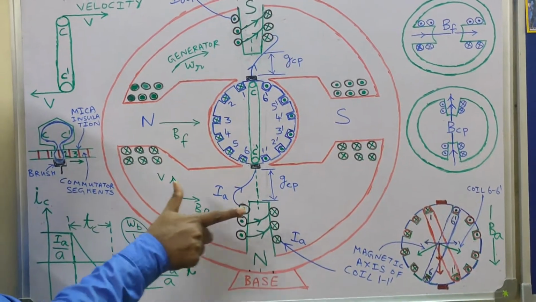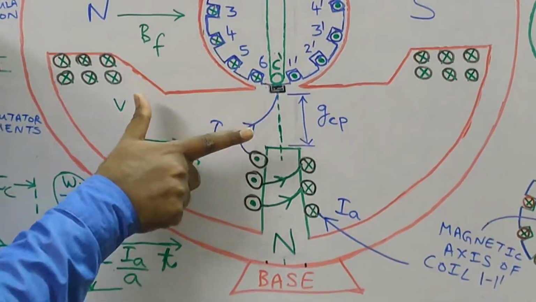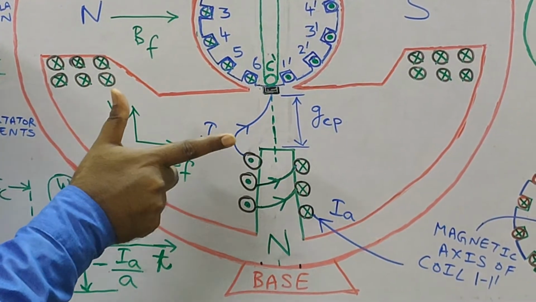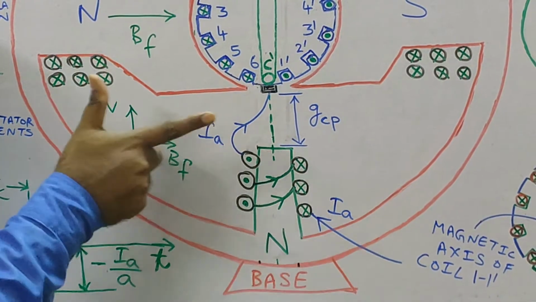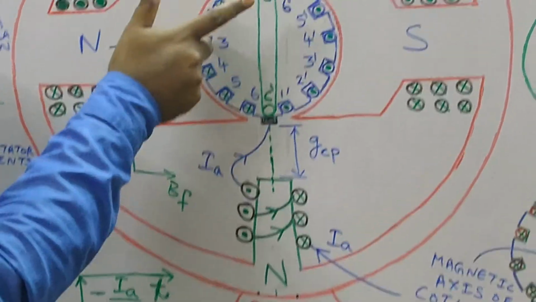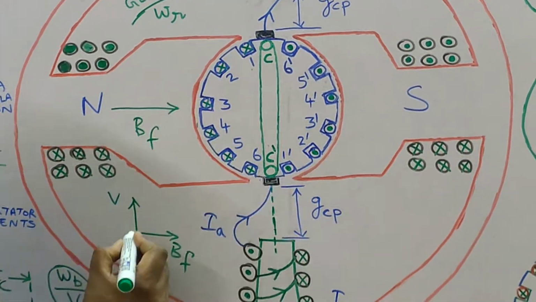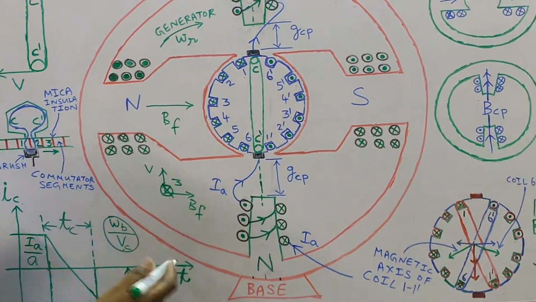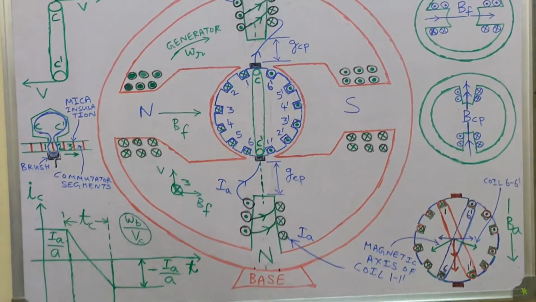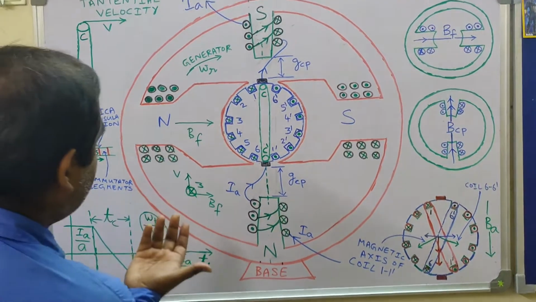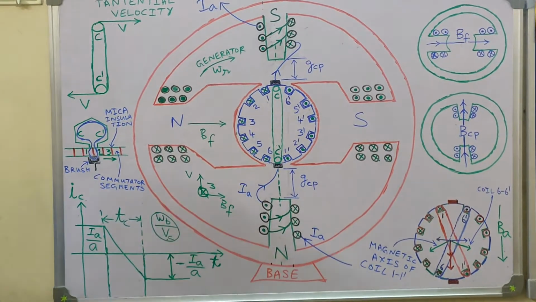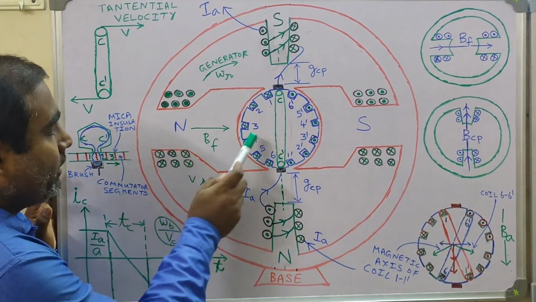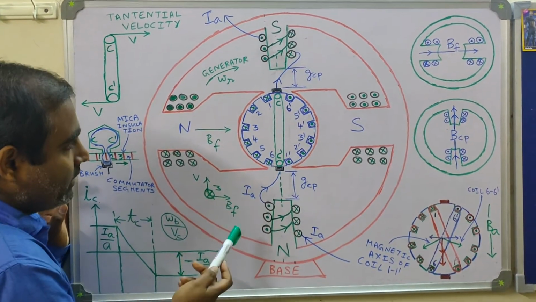You see, the right hand thumb is along the velocity vector, the right hand index finger is along the magnetic flux density vector, so the middle finger is pointing into the board. That means for conductor 3, the induced EMF polarity will be cross. So this is conductor 3, and the induced EMF polarity will be cross as per Fleming's right hand rule. You can also apply V cross B, and you will get the same result.